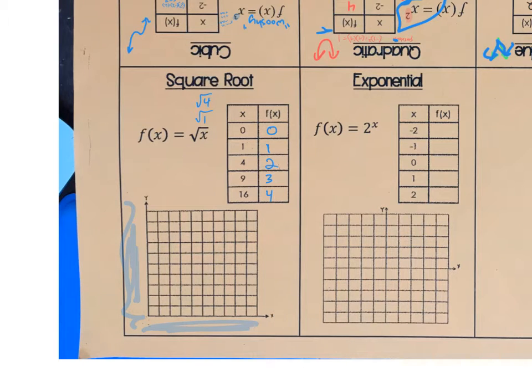So 0, 0, 1, 1. They all go through 1, 1, which is interesting. 2, 4, 2, and 9, 6, 7, 8, 9, 3. And there you go. That is the square root function.